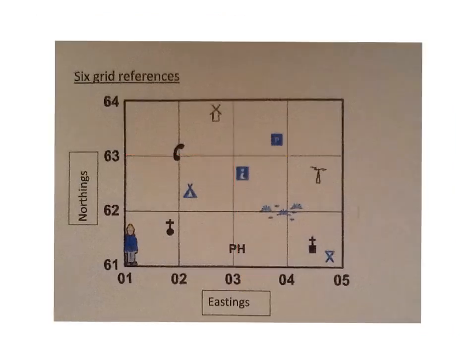Let's try another one. This time I'm going to give you a grid reference and we're going to work out where it is. So let's see if we can find 048, 612. Let's have a look at the first part of our clue. 04 is here. And we're going to look at 8 tenths along our line 04. So we count 1, 2, 3, 4, 5, 6, 7, 8, 9 and 0 at the end.